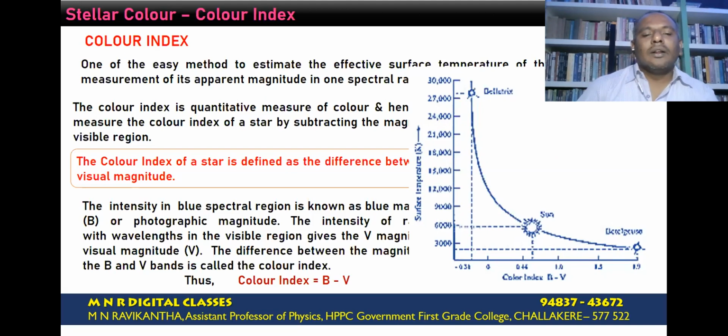Once we know the color index for different known stars, then a calibration curve can be plotted by taking color index along the x-axis and surface temperature along the y-axis. Then for any unknown star, if you want to know the surface temperature or color, its magnitudes in the two spectral regions, that is photographic magnitude in the ultraviolet or blue spectral region, and photovisual magnitude in the visible spectral region, are measured. Color index is calculated. Then spotting the star over this calibration curve, we can estimate its surface temperature.